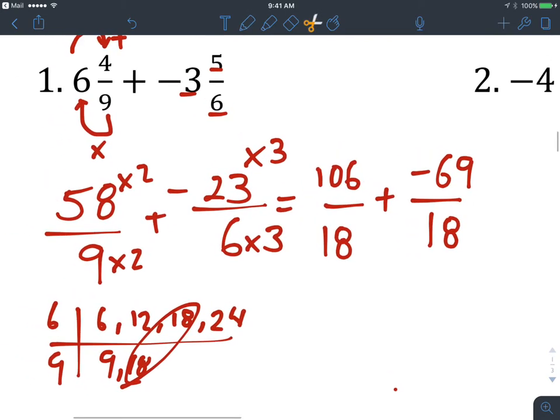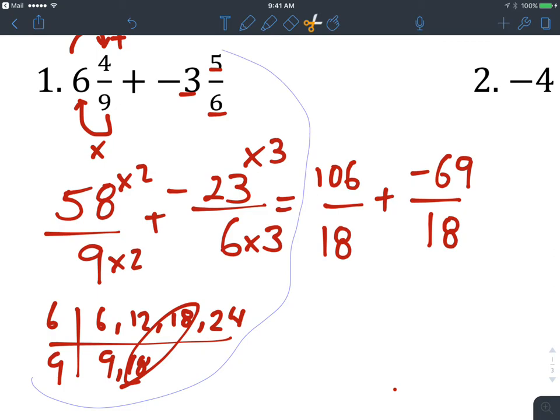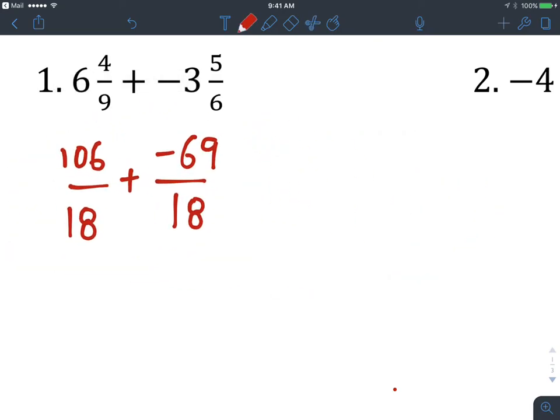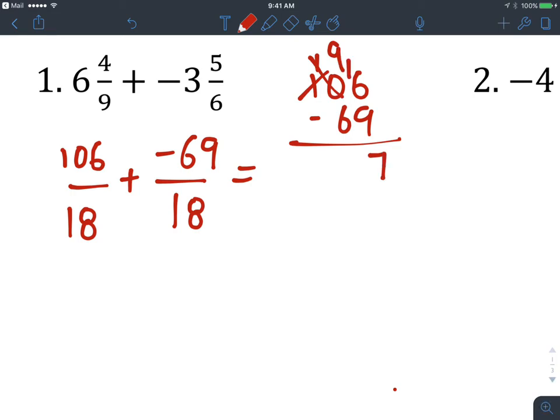I'm going to go ahead and erase everything else just to make some space. Now I'm ready to add my numerators. 106 plus negative 69, different signs. I'm going to subtract the numbers. 106 minus 69. I'm going to borrow from this 1 to turn the 0 into a 10. Borrow from that, turns it into a 9, turns the 6 into a 16. 16 minus 9 is 7, 9 minus 6 is 3, nothing left over. So I'm going to have a positive 37.